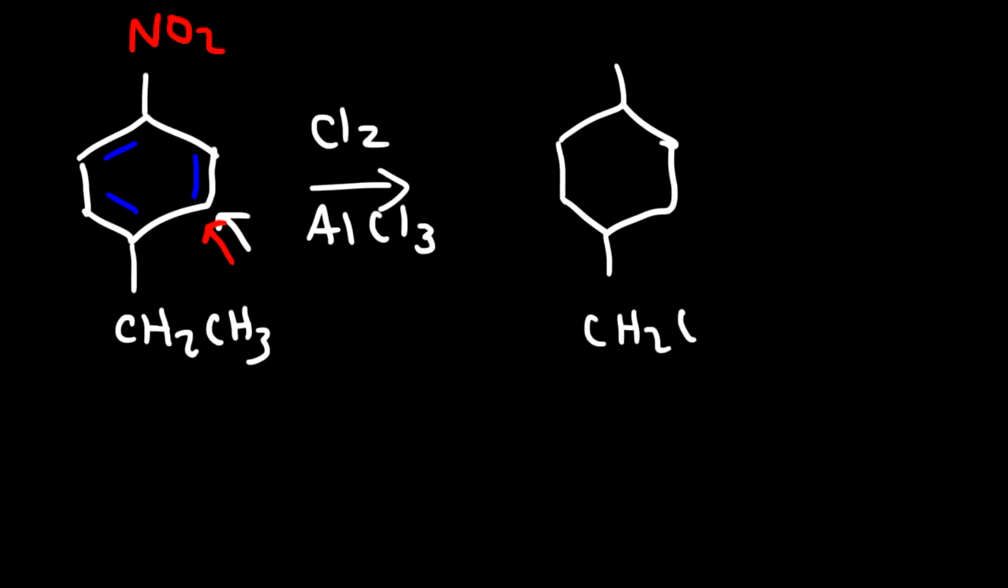So when both groups are working together to favor one position over everything else, then this is going to lead to just one major product. And so the chlorine atom will go here. Now let's consider an example where we have a disubstituted benzene derivative, but where the two groups are not working together, rather when they're working against each other.